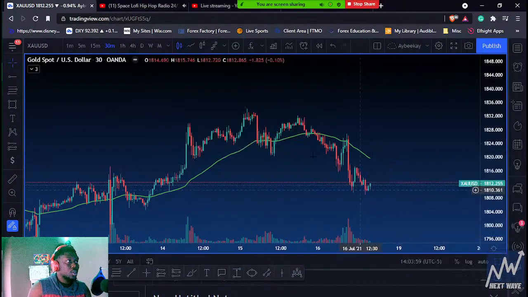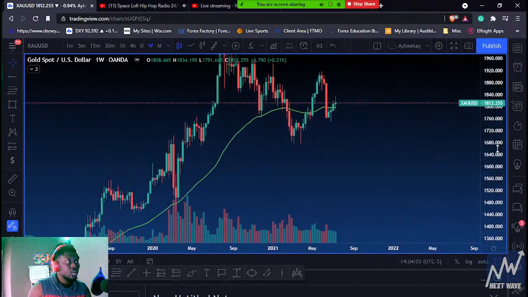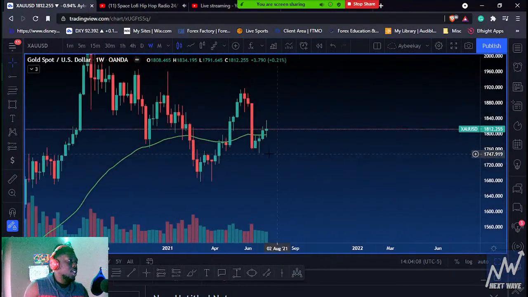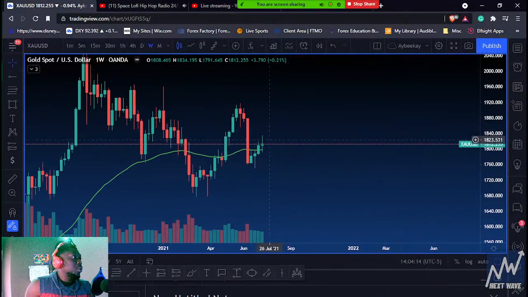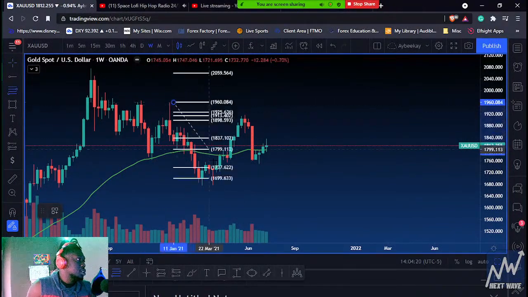So now, I'm going to remove those and go to the weekly time frame. A doji candle off of the 50 EMA. I don't know how I really feel about that, to be quite honest. But I still do want to see gold retrace up to the upside. I've shown this multiple times. I'm going to show it again.